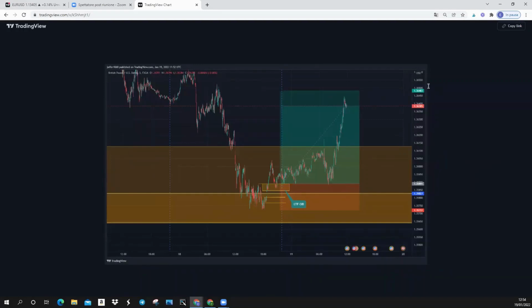Why is CAD/JPY struggling to go down? Because this is what the market does. It doesn't mean that we will go down. Maybe we'll just go up. We trade the market according to our strategy and according to what works the majority of the times, but it doesn't work all the times.